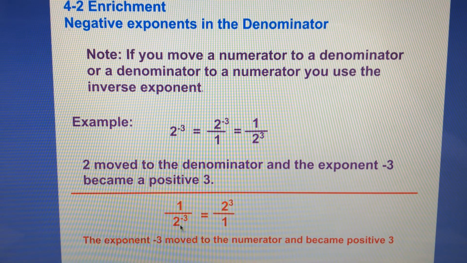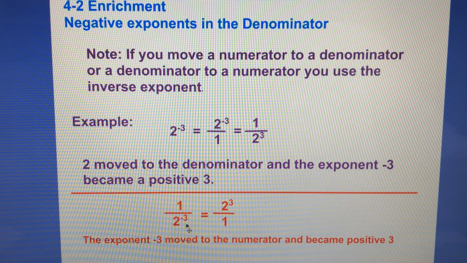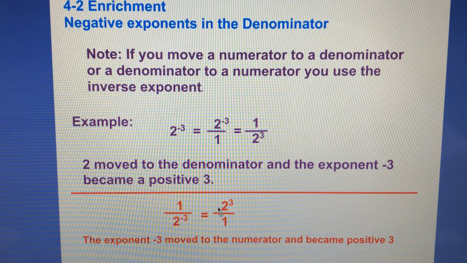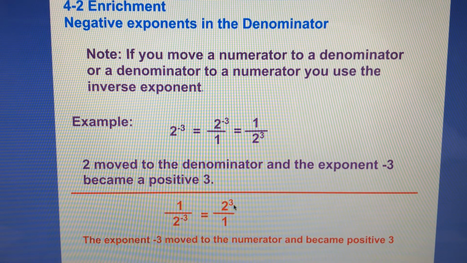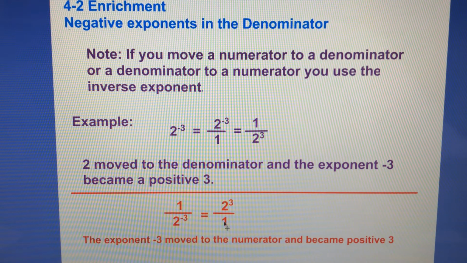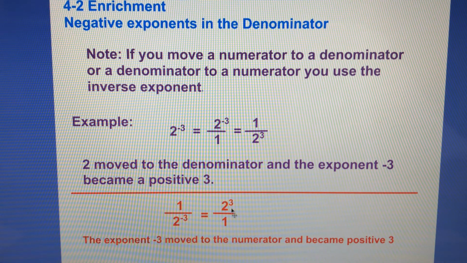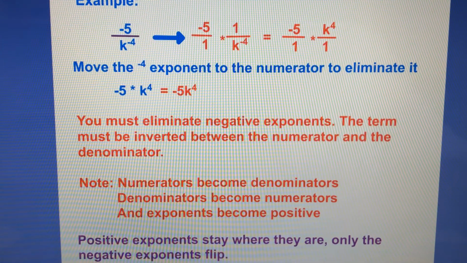What if my negative exponent was in the denominator to begin with? Well, I'd never ever want negative exponents. So no matter where they are, I have to remove them. So if it's in the denominator, I just take the negative 3 exponent with the 2. I move the entire number up here to my numerator. The exponent negative 3 moved to the numerator along with the 2 and became positive 3. There's no calculation. You just move it and change the sign of the exponent.